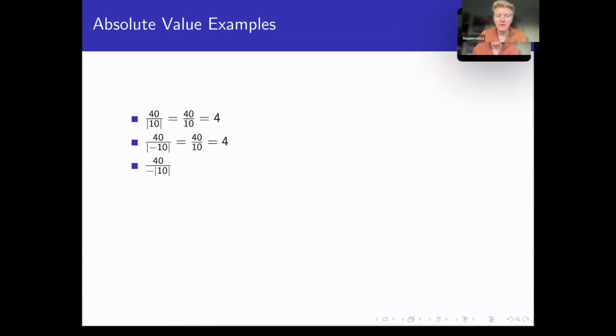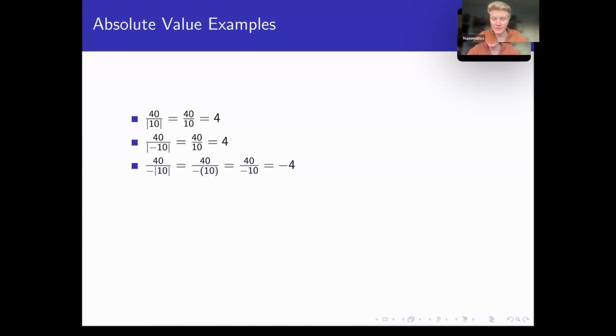Okay. 40 divided by negative absolute value of 10. So again, these are very different. That placement of the negative sign makes a very big difference. Here, this says take the absolute value of 10, which is 10, but then make it negative after doing the absolute value. Well, negative 10 is just negative 10. 40 divided by negative 10 is negative 4. So again, it's still possible to get negative answers despite the fact that we're doing a whole bunch of examples with absolute value signs.